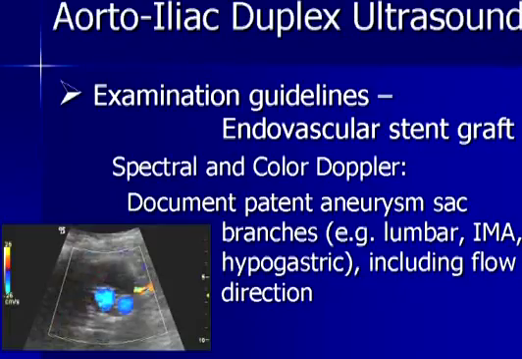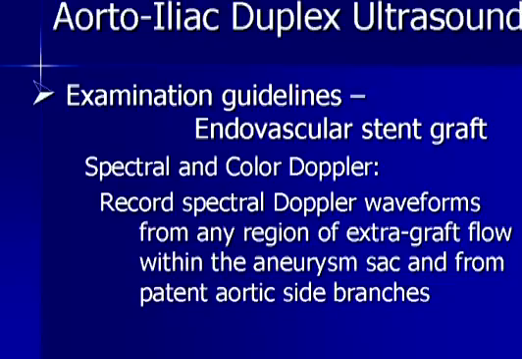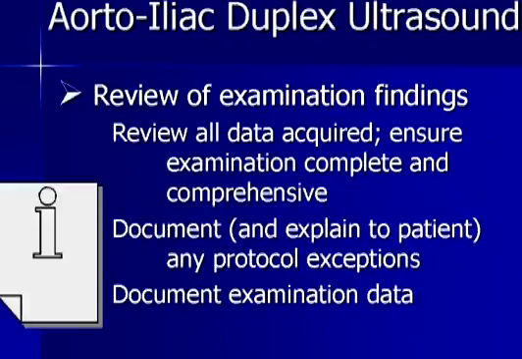You're going to want to document the patency of any branches which come off the aneurysm, such as the lumbar arteries or the inferior mesenterics, or if the endograft extends down into the iliac arteries, the patency of a covered internal iliac artery. You also want to be very careful about assessing flow direction in these branch vessels. You want to record the waveforms, obviously, from any region of extragraft flow for complete documentation, both within the aneurysm sac and from any associated aortic side branches.